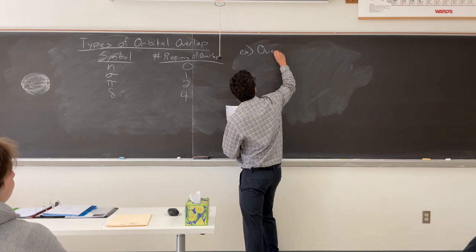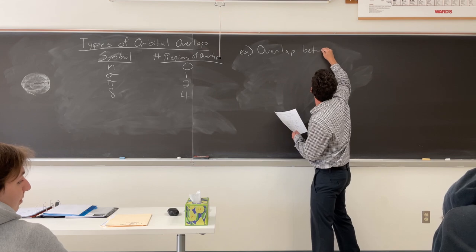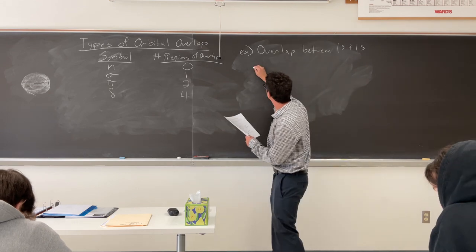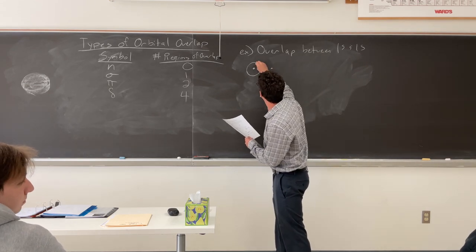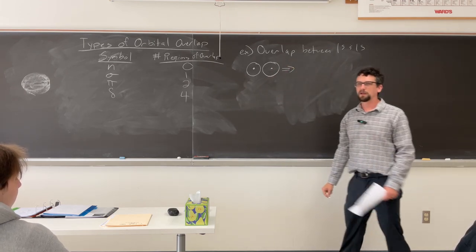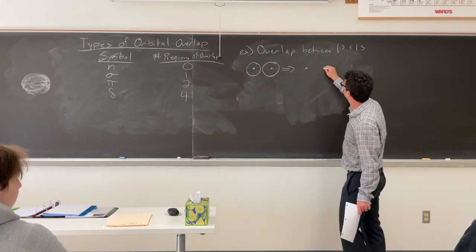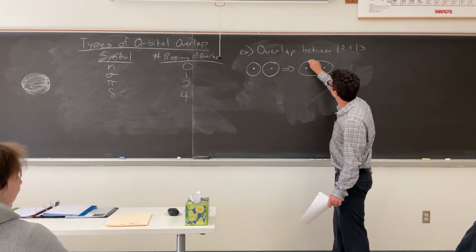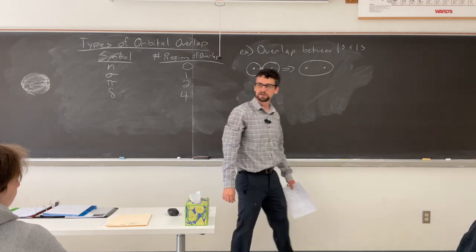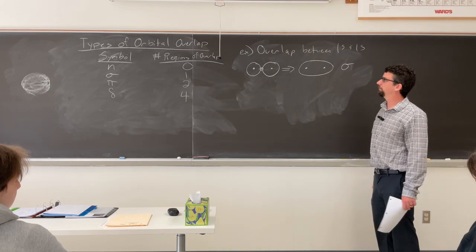Then we looked at the overlap between two s functions, between a 1s and a 1s. Here we said the two are in phase. This is before they mix and hybridize. What are they going to look like afterwards? Yeah. I should have drawn them closer, but they overlap in how many regions? 1. So what type of orbital is this? Yep, it's a sigma bonding.